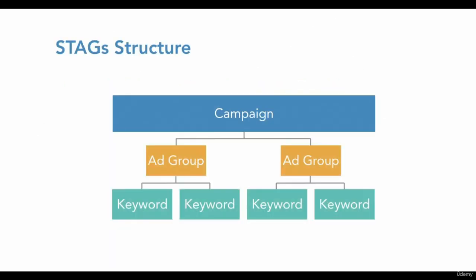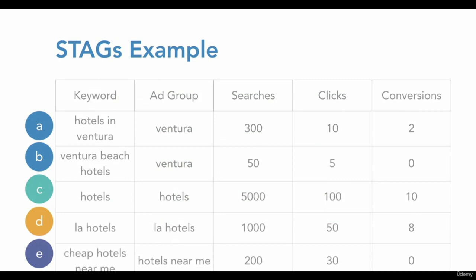So we have one campaign again, but this time we split the keywords into 2 relevant ad groups. Taking our example from earlier, this is how we might split them up. A and B are very similar to each other. People are searching for Venture Hotels and Ventura Beach Hotels, and they can be shown the same ad. However, C, hotels, is such a broad keyword, it should be in its own ad group. We've also split out LA hotels and cheap hotels near me into their own ad groups as well.